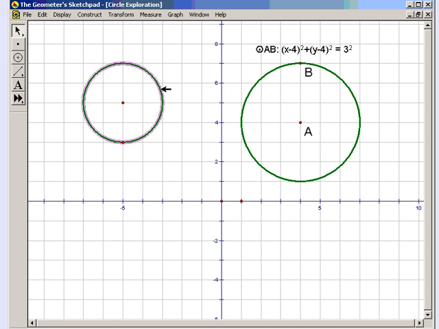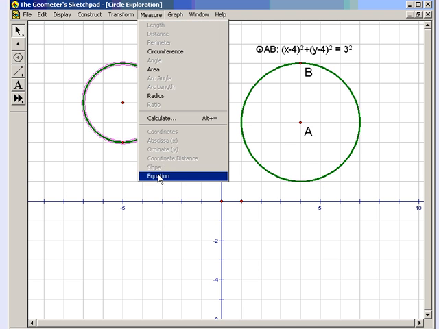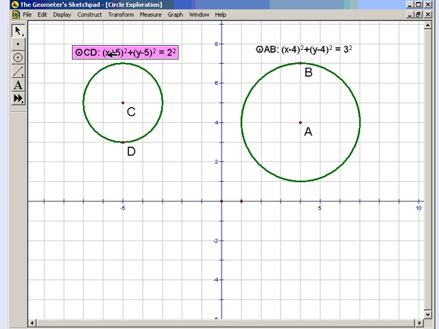numbers that we're getting. So I just drew a circle with radius 2, and if you notice, the center of the circle is located at -5, 5. So let's go ahead and take a look at this equation. This equation is x plus 5 squared plus y minus 5 squared equals 2 squared.